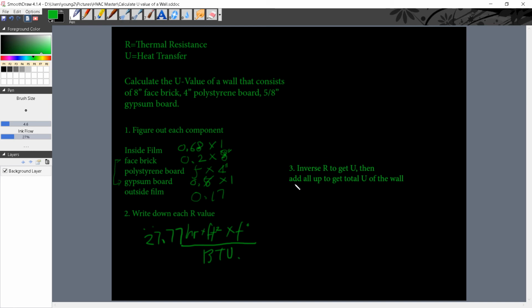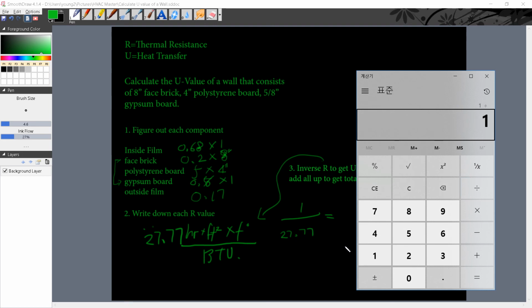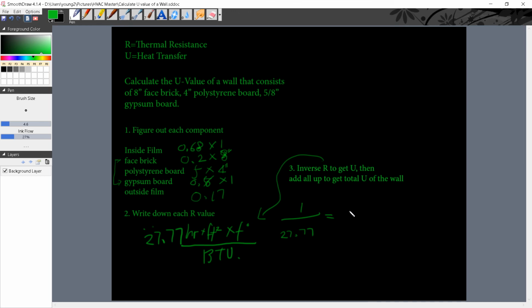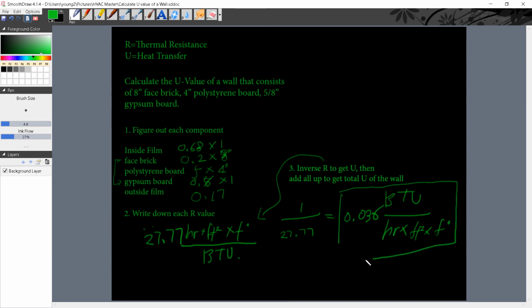Invert the R value, basically this value, invert it to get the U value. Okay, so to invert, what we do is just that. And that is going to give us 1 over 27.77, which is 0.036. And now the unit: BTU over hour times foot squared times Fahrenheit. See that? So that is the U value for that wall.